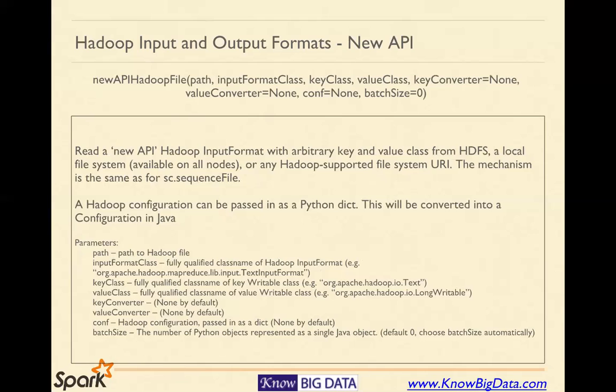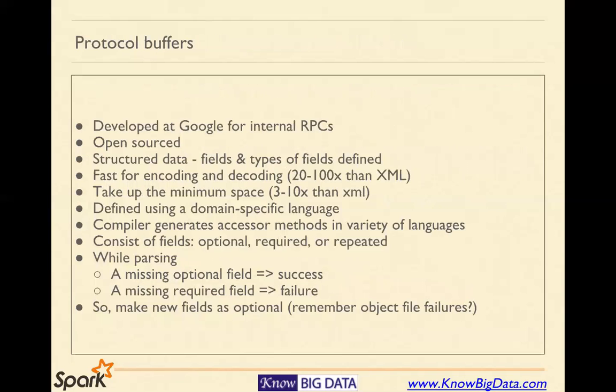Okay, it lets you use it with Hadoop 2.0. So a preferable way of dealing with Hadoop as of today is newAPIHadoopFile. Instead of saying sc.textFile, you will say sc.newAPIHadoopFile. All right.